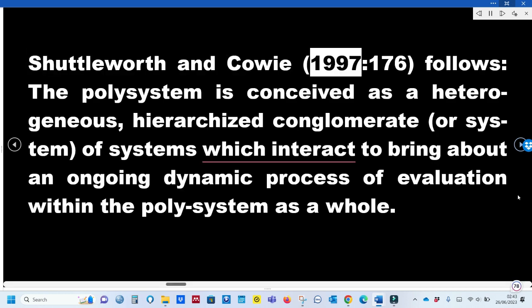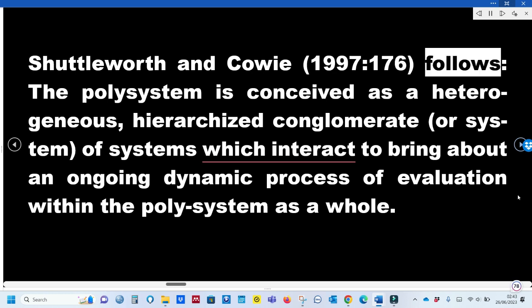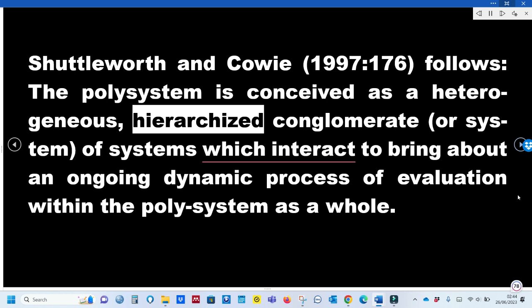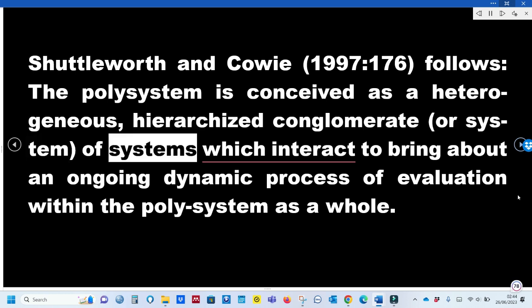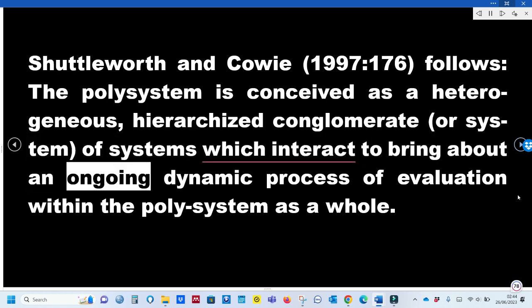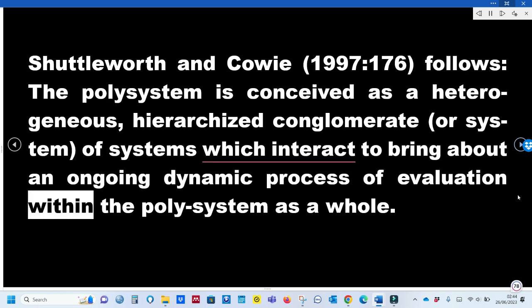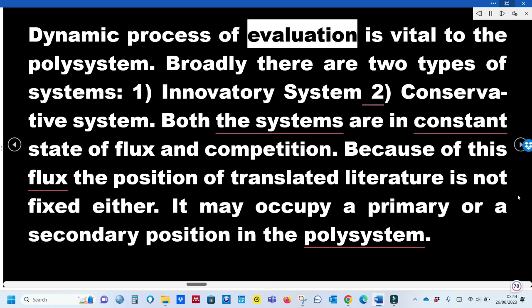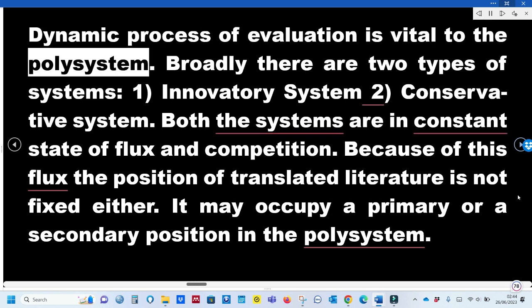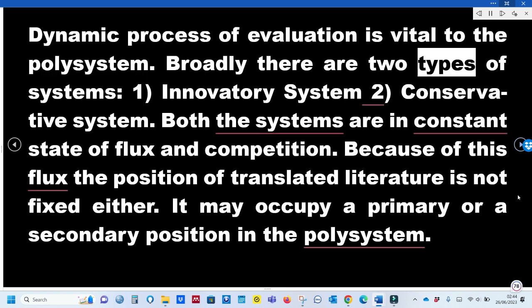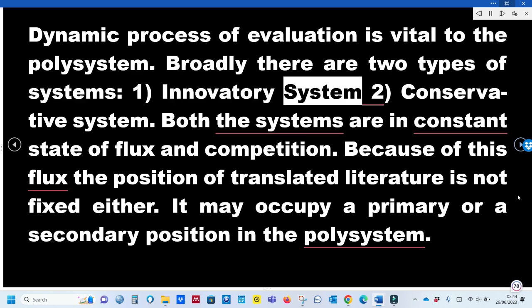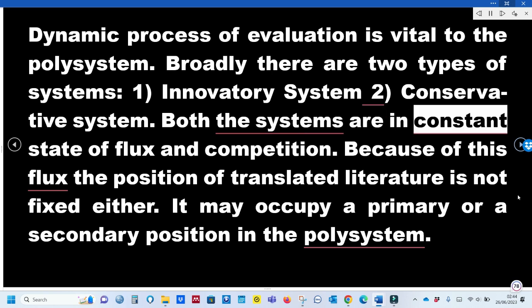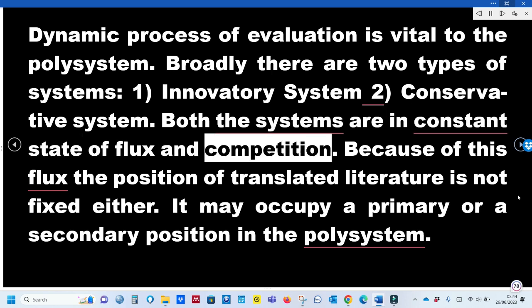Shuttleworth and Cowie, 1997:176, define it as follows: the polysystem is conceived as a heterogeneous, hierarchized conglomerate, or system, of systems which interact to bring about an ongoing dynamic process of evolution within the polysystem as a whole. Dynamic process of evolution is vital to the polysystem. Broadly, there are two types of systems: 1. Innovatory system, 2. Conservative system. Both the systems are in constant state of flux and competition.